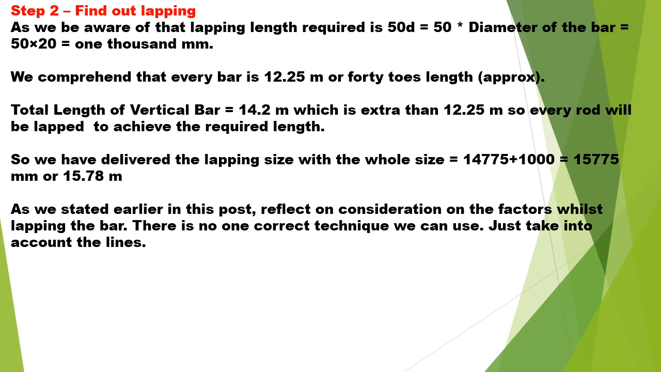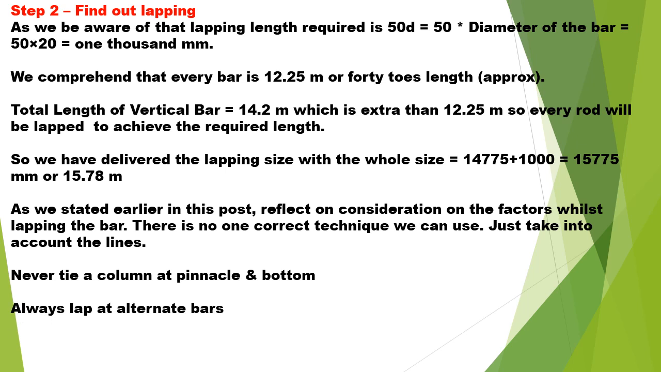As we stated earlier in the post, consider the factors for lapping the bar. There is no one correct technique we can use. Just take into account the guidelines. Never tie a column at the top or bottom. Always lap alternate bars. Always overlap top bars with the bottom bars.